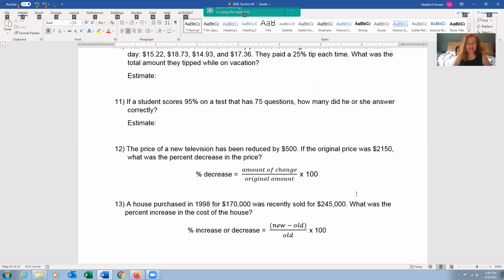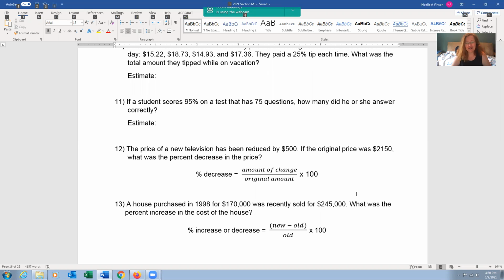Now, number 13, they're not doing the subtraction automatically for us. It says a house purchased in 1998 for $170,000 was recently sold for $245,000. I'm sure it was like, oh, well, 1998, that could have been two weeks ago, at the rate that stuff's changing, at least right now. What was the percent increase in the cost of the house?